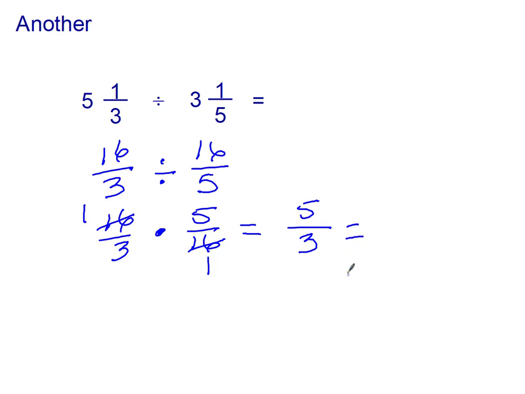Okay, and then we simplify that using top in, bottom out, or division. How many times does 3 go into 5? It goes 1 time. When I take the 3 out of the 5, what do I have left over? I have 2 over 3 left over. Okay, simple as that. Let's try another one.